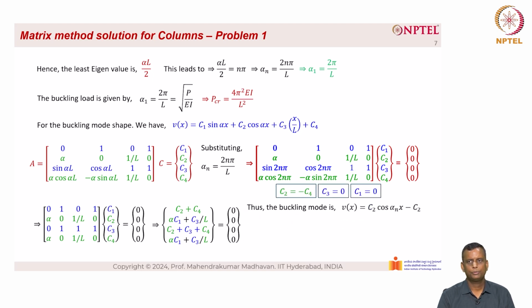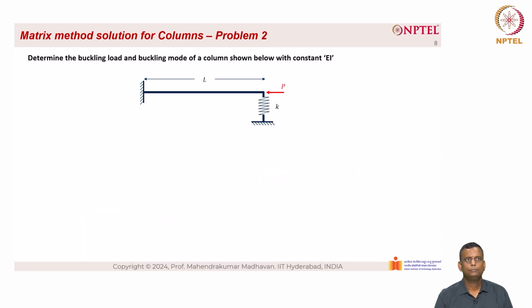When we substitute into the buckling mode shape, we get V of x equal to C2 into cos alpha n x minus C2. Again, we can take that as a constant. Since we have only one constant, C2 can be called C, and we take C common. We have C into cos alpha n x minus 1, with alpha n equal to alpha 1, the first mode, equal to 2 pi by L. So V of x equal to C into cos 2 pi by L into x minus 1.